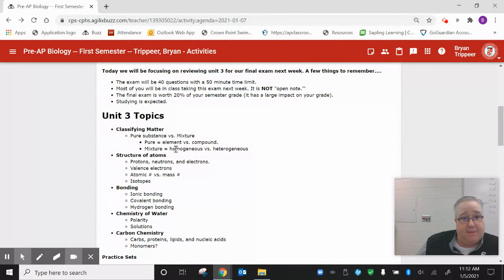So some of the topics here: classifying matter. We talked about things like pure substances versus mixtures. I gave you a little flow chart in your notes to explain the difference. But make sure we know that pure substances can either be elements or compounds. There's a difference between those things. And mixtures can be either homogeneous or heterogeneous. Again, there are differences between those two.